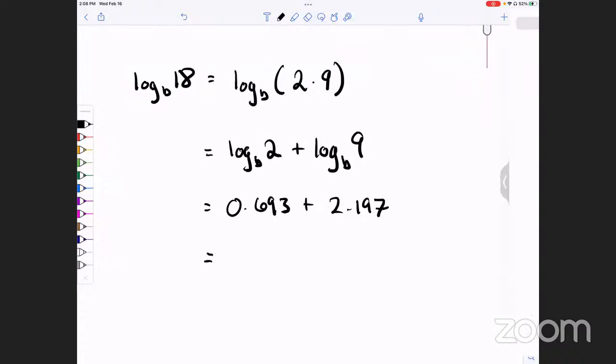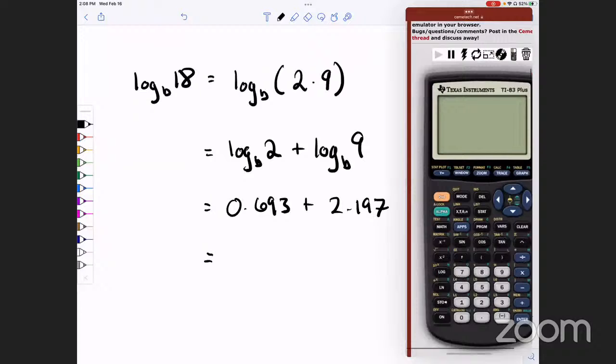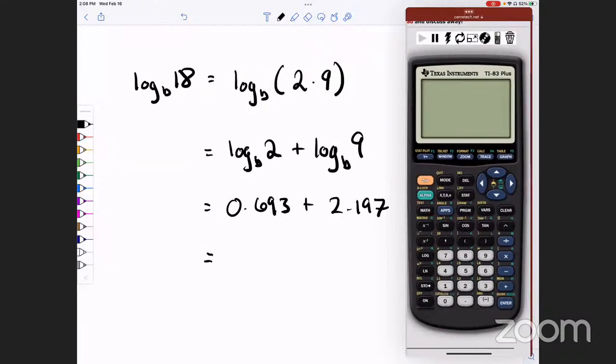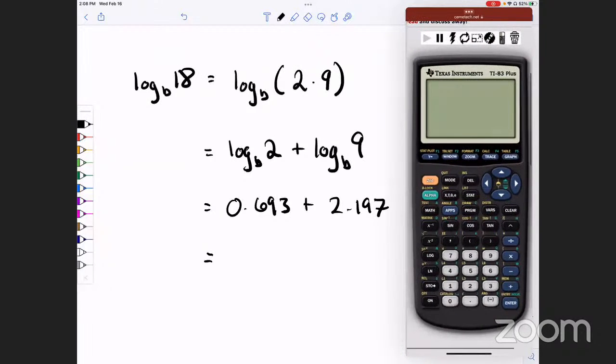Let's see if it's available. Okay. 0.693 plus 2.197. Okay, 2.89. Right?